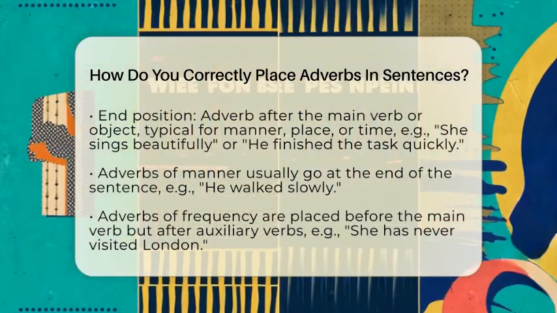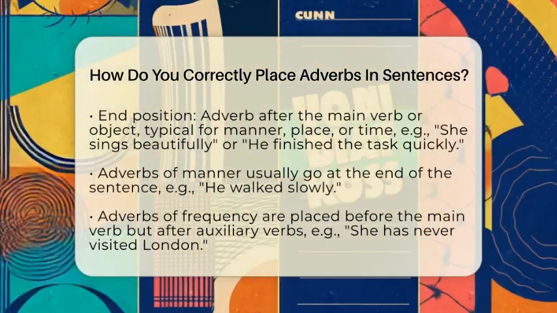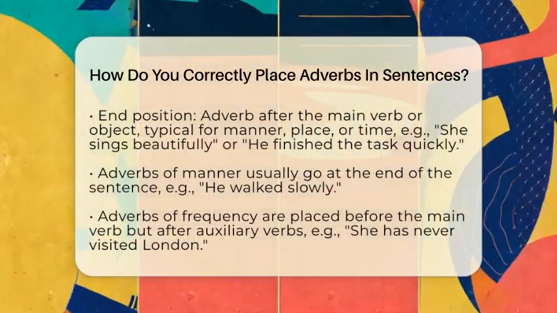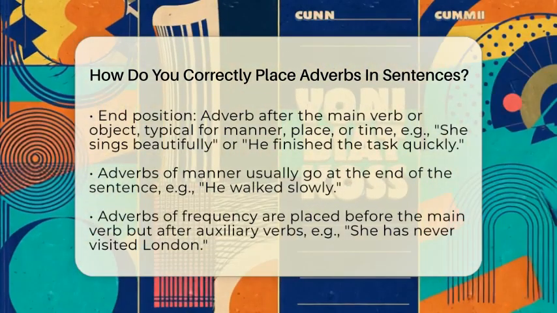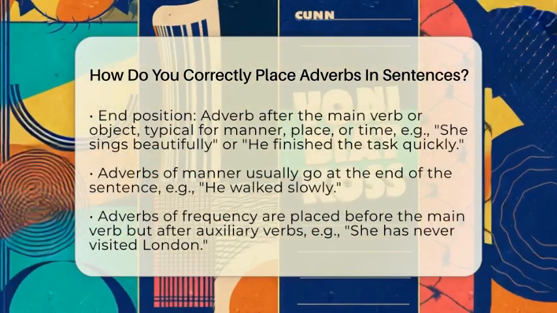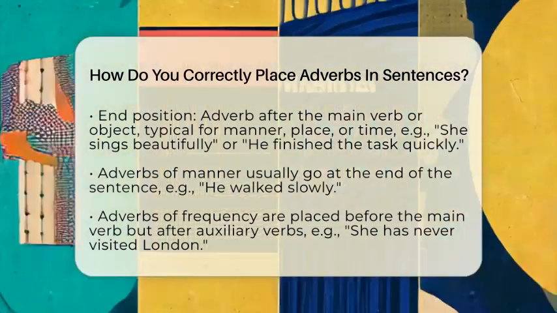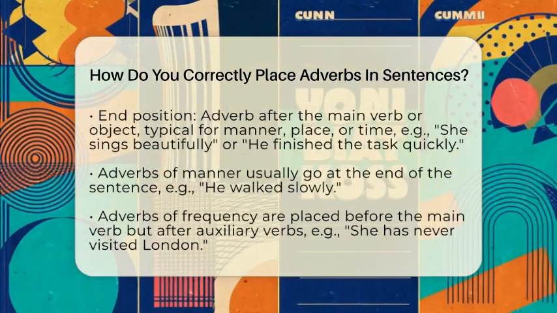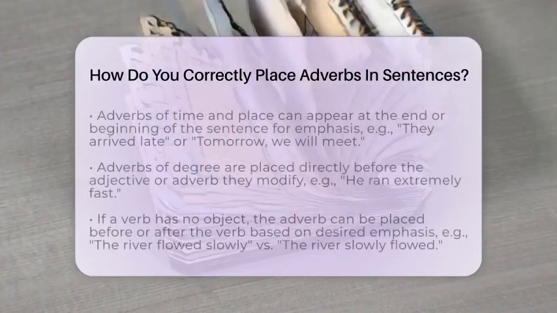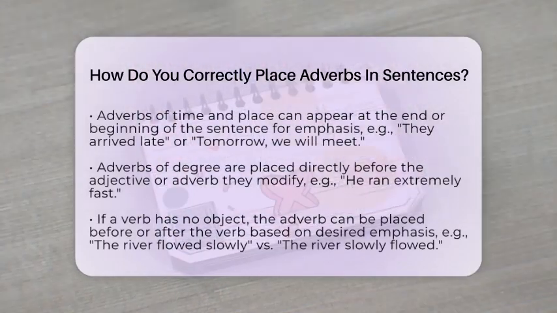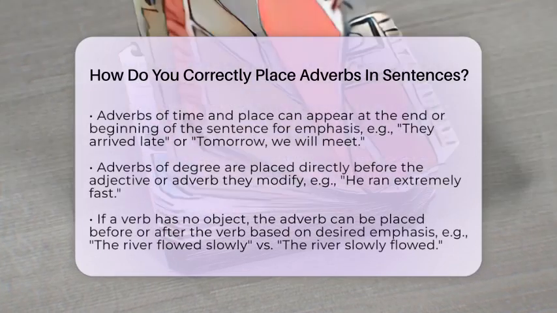Now let's look at how the type of adverb affects its placement. Adverbs of manner, which describe how something is done, usually go at the end of the sentence. For example, he walked slowly or she quickly ran home. Adverbs of frequency, which tell us how often something occurs, are typically placed before the main verb but after any auxiliary verbs. An example would be, she has never visited London.